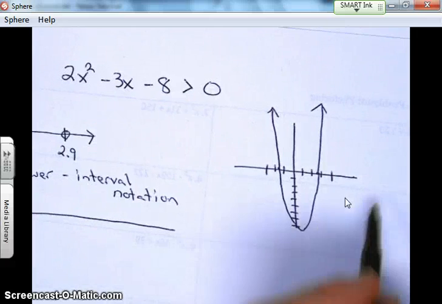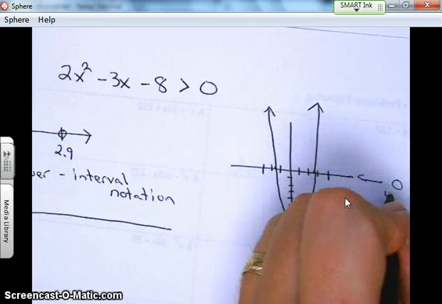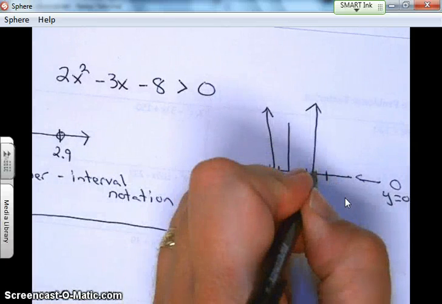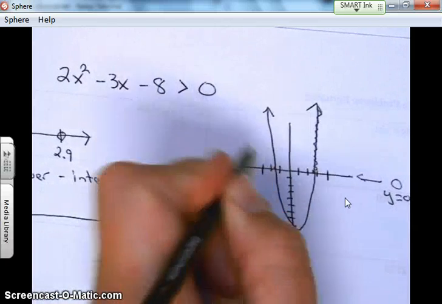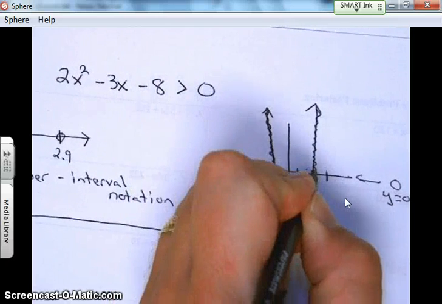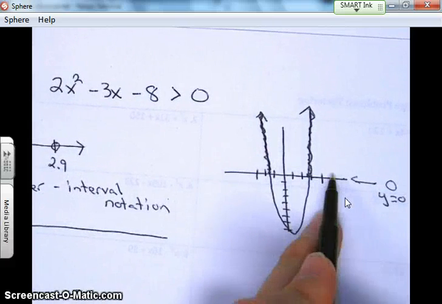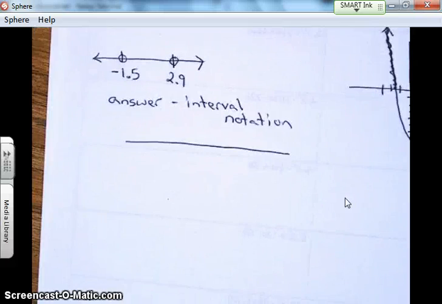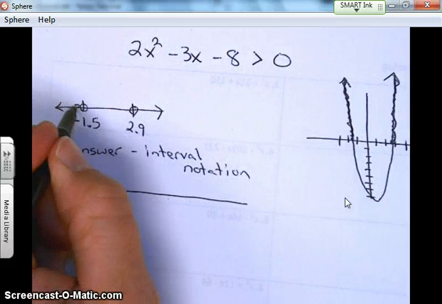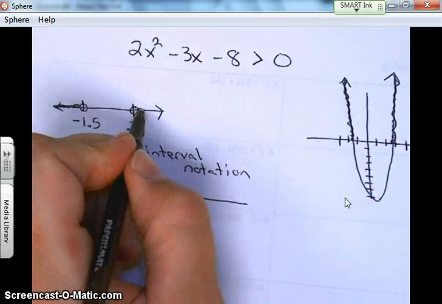So recall, this is our 0 line. Okay, y equals 0. So we're looking for where the function is greater than 0. So you are expected to graph that part of the graph. Shade it. If this was a less than, we would shade below the 0. Okay? And since the shading is to the left of this point, we shade to the left. Since the shading is to the right of this point, we shade to the right.